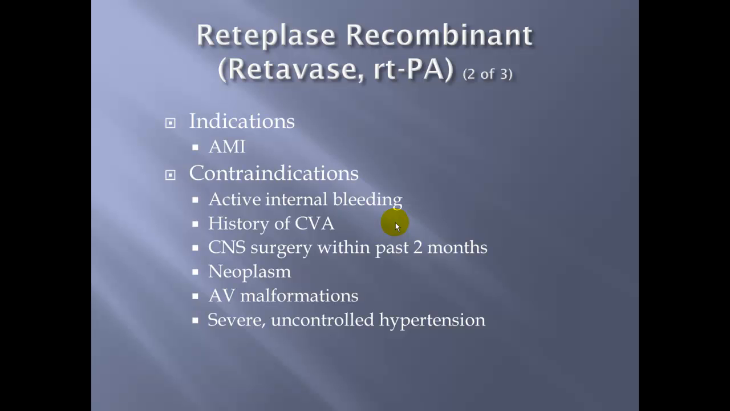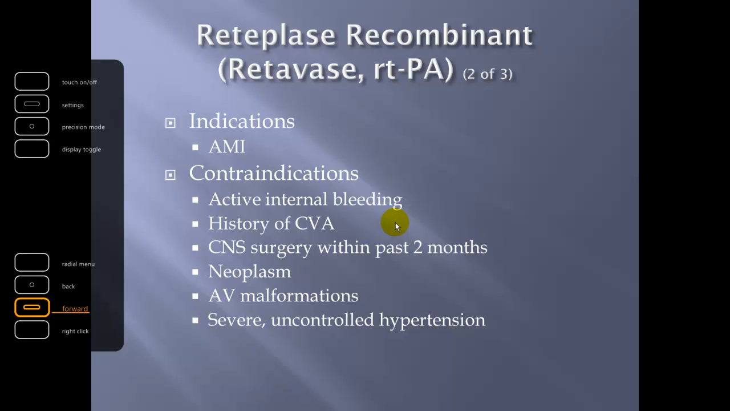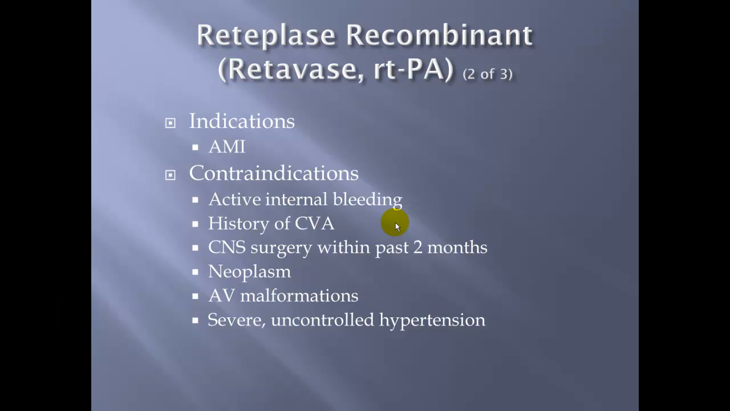Contraindications: acute myocardial infarction, active internal bleeding, history of CVA, CNS surgery within the past 2 months, new growth tumor, neoplasm, AV malformations, severe or uncontrolled hypertension. And any of these, all of these would be devastating. If they're having an internal bleed and they can't clot, and we just busted apart every clot that they had, the patient's pretty much going to die.